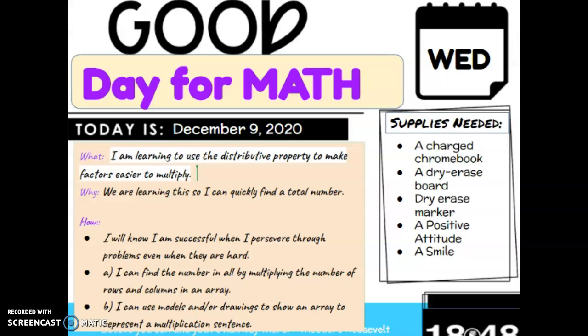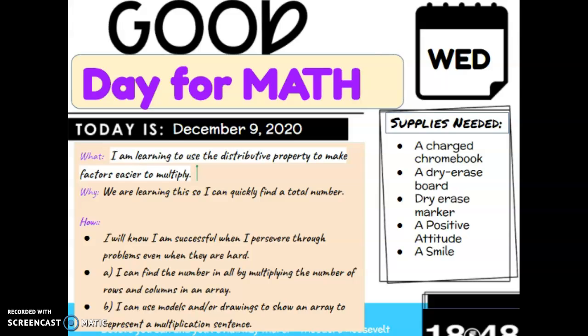We're going to be learning today to use a new property. We've talked about the commutative property of multiplication and addition. We've used the associative property of addition and multiplication, where we're changing the grouping. We've talked about the identity property of multiplication and addition and the zero property of multiplication.